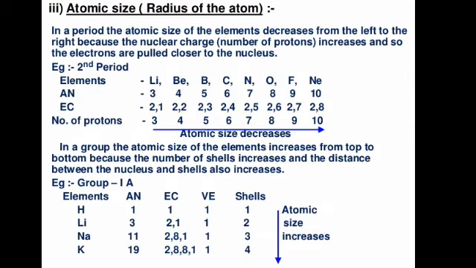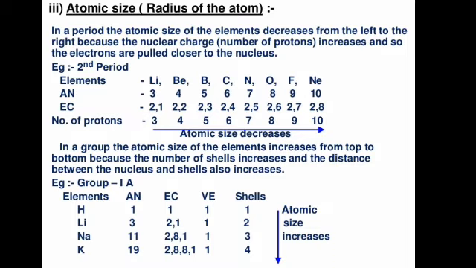Third is atomic size. It is the size or the radius of the atom. In a period, the atomic size of elements decreases from left to right because the nuclear charge increases, and the positive charge attracts the electrons and pulls them closer to the nucleus, and as such the radius of the atom decreases.